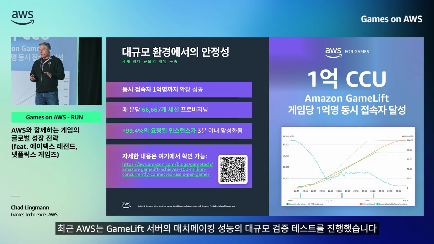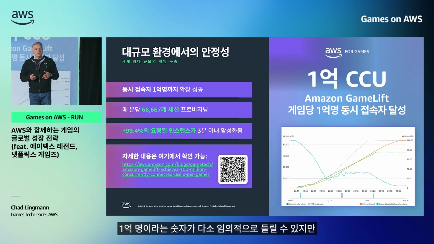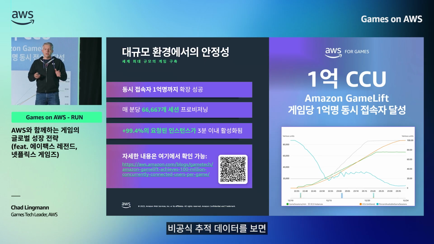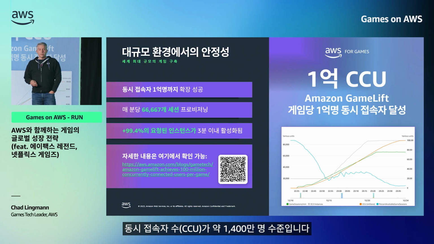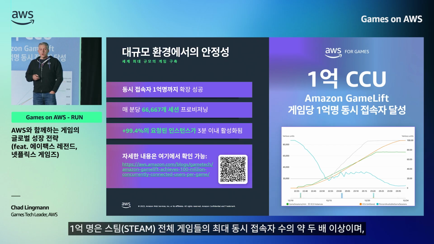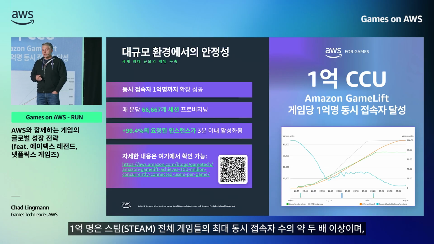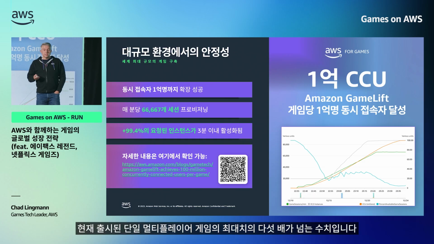So recently, we wanted to demonstrate GameLift servers matchmaking at scale. You might think 100 million is arbitrary, but if you take a look at some of the unofficial tracking data, it indicates that the most popular games in the world today top out around 14 million concurrent users individually, or CCUs. And 100 million is also at least 2 times the estimated peak CCU traffic of all games on Steam concurrently, and more than 5 times the largest individual multiplayer game out there today.